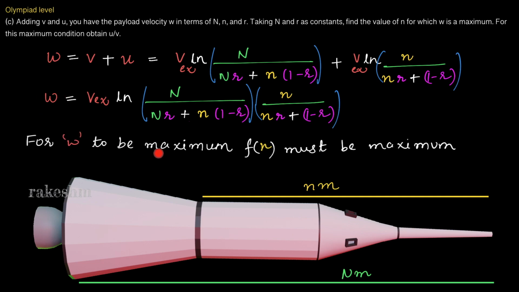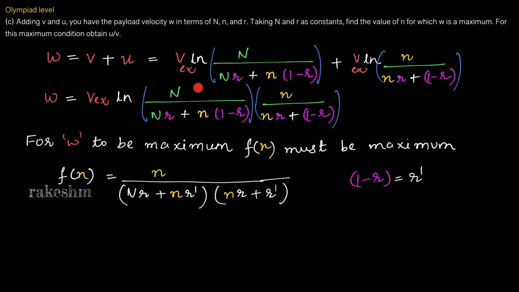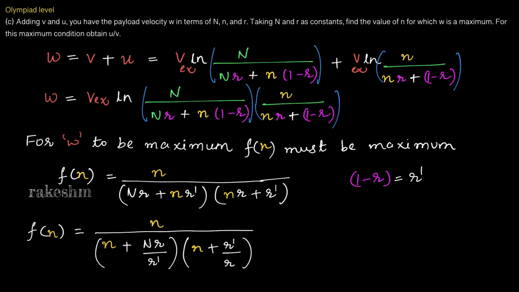So for w to be maximum, f of n, which is this function, must be maximum. I'm writing this function as f of n equals small n divided by capital NR plus small n into r dash, where I'm replacing this 1 minus r with r dash, and divided by nr plus r dash. I'm just multiplying and dividing this equation with r dash and r, so I'm trying to get my equation in a much simpler form.